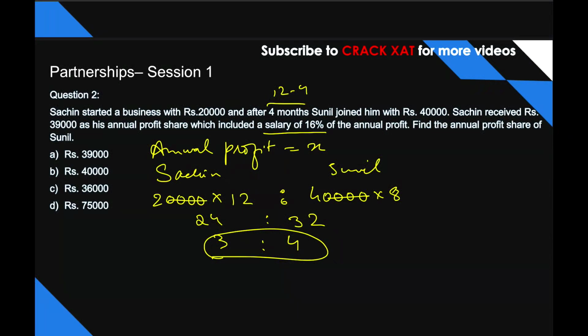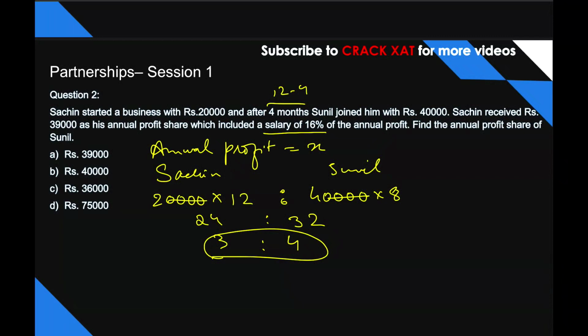But do you think why do we need this at all? We need this to make an equation. Now we will be shifting our question from the partnership end to the equations end, the algebra end, where we'll form an equation right now. They have mentioned that 16% of his profit is basically his salary, and this plus the amount he gets equals 39,000 rupees as his annual profit.